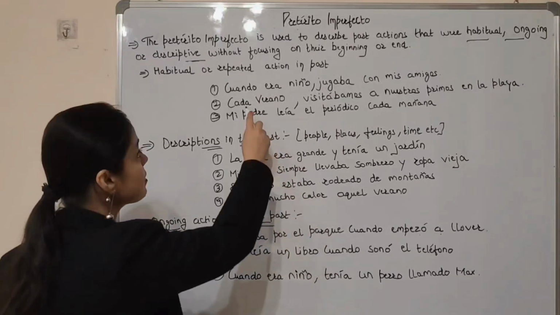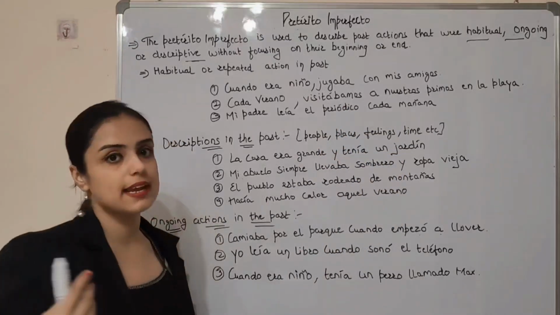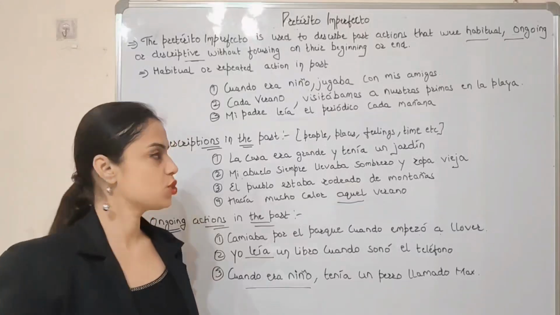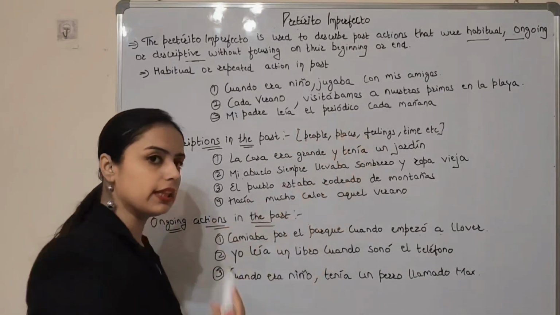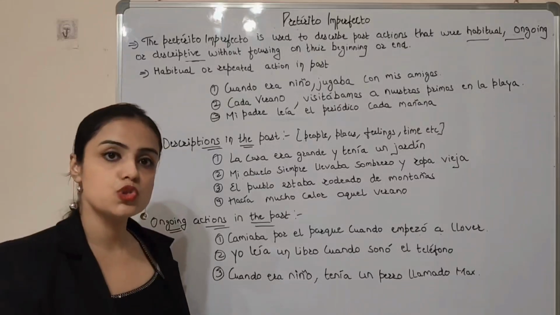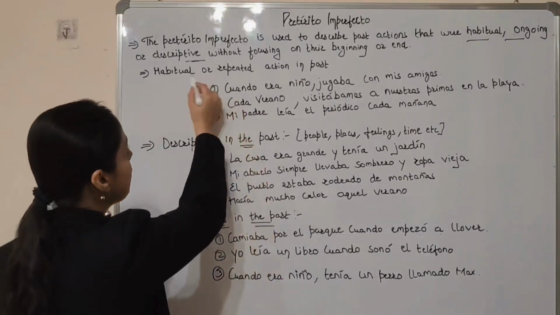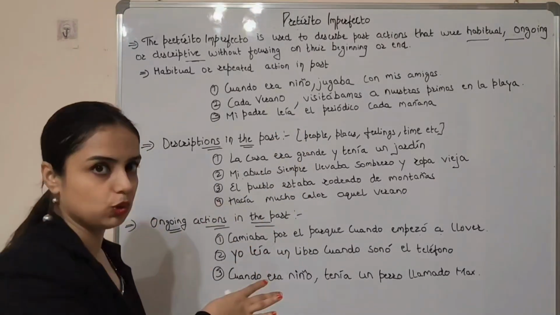Vale. The second one is cada verano visitábamos a nuestros primos en la playa. Every summer we used to visit our cousins at the beach. The next one is mi padre leía el periódico cada mañana. My father used to read the newspaper every morning. Vale, so for the habitual or repeated action in the past, we are using Preterito Imperfecto.